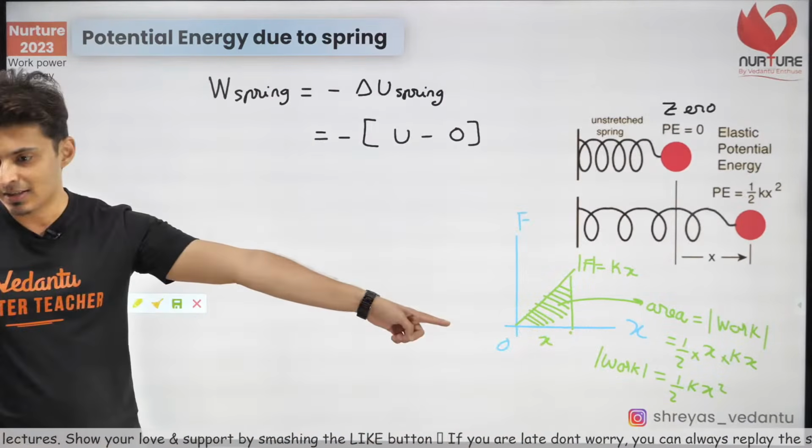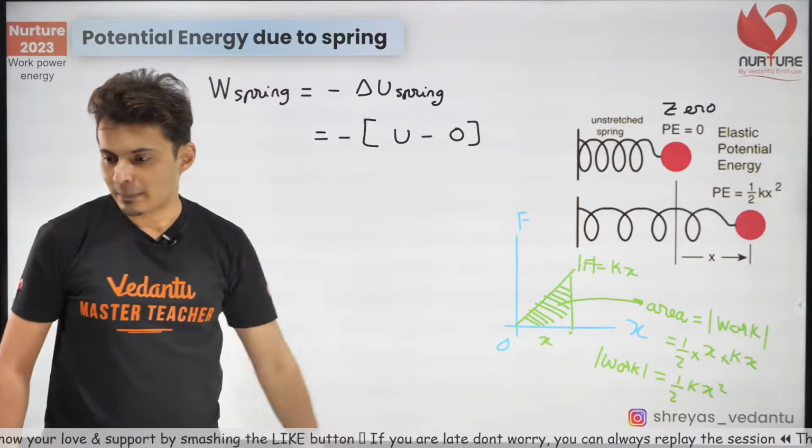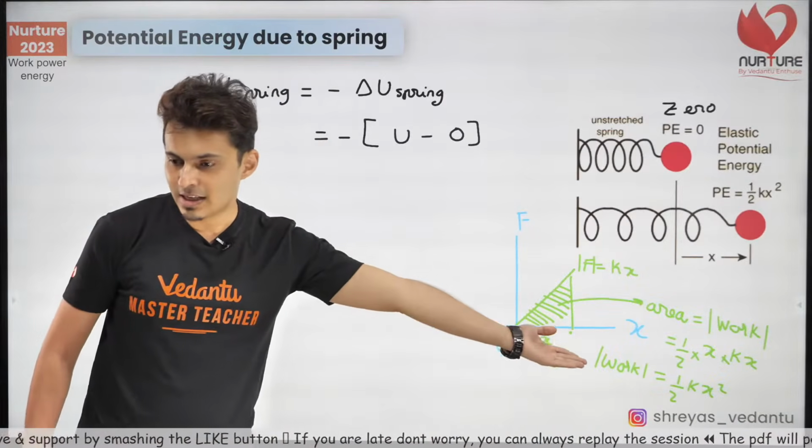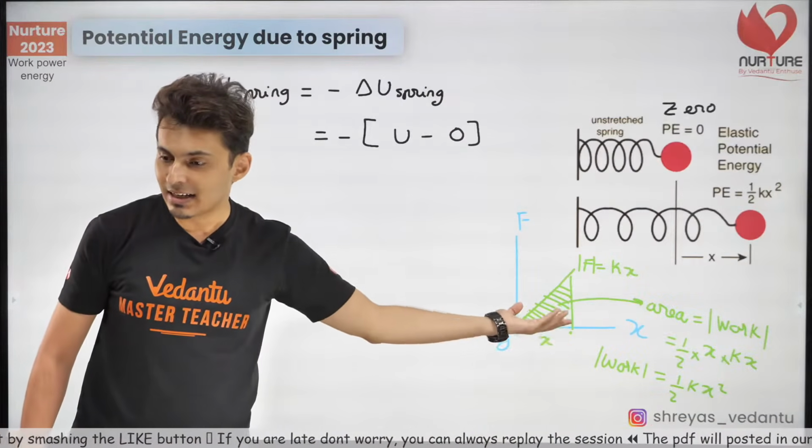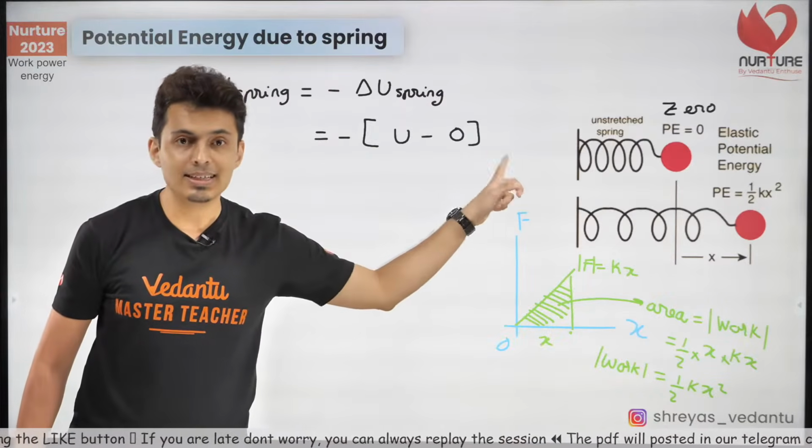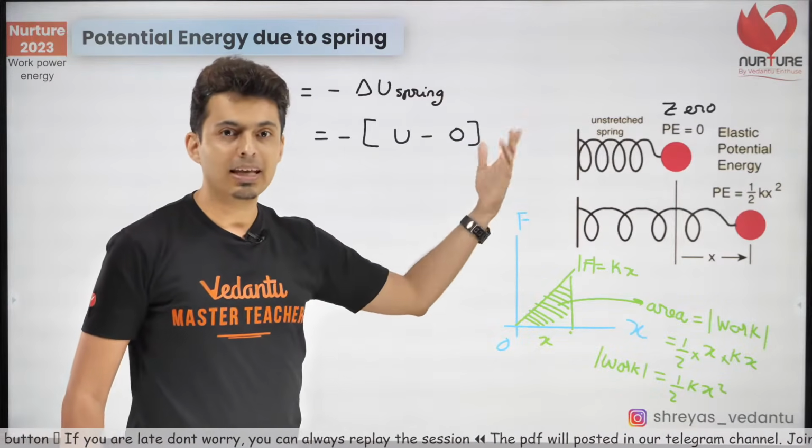Is that clear? Yep. I just derived it, Jayant. I just derived it graphically. You can integrate it and also get it. Kx dx integral will be Kx square by 2.